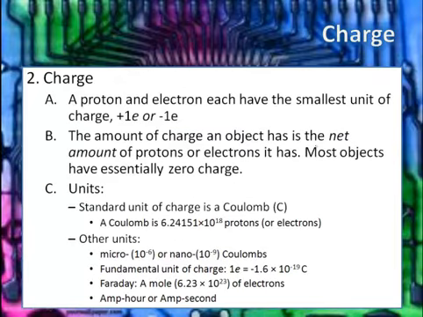Now, a little more about the quantity of charge. As I mentioned earlier, protons and electrons, they have the smallest unit of charge possible. And typically when you're talking about the charge that an object has, we're interested in the net amount of protons or electrons that it has. If you were to count up all of the protons in all of your atoms and count up all of the electrons in all of your atoms and compare those two numbers, most of the time they're basically equal.